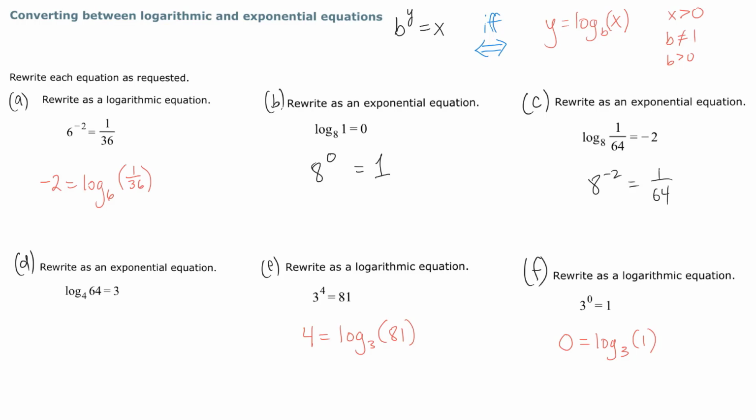Part D, start with a base. 4 to the 3rd power is equal to 64. And those are all true, and you know that already. Let's circle our final answers.